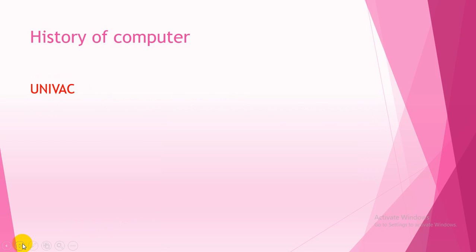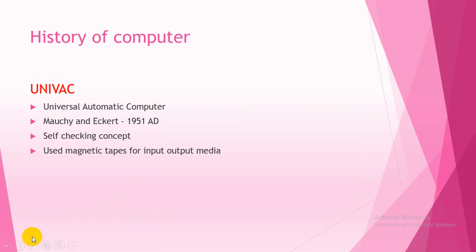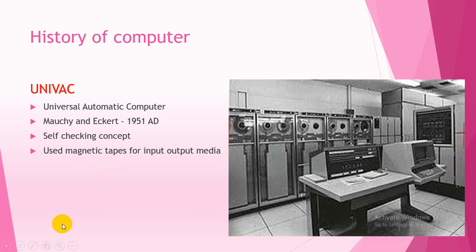Next comes UNIVAC, which is also known as Universal Automatic Computer, and it was developed by Mauchly and Eckert in 1951 AD. It has a self-checking concept, and it used magnetic tape as input-output media. And here is the picture of UNIVAC.